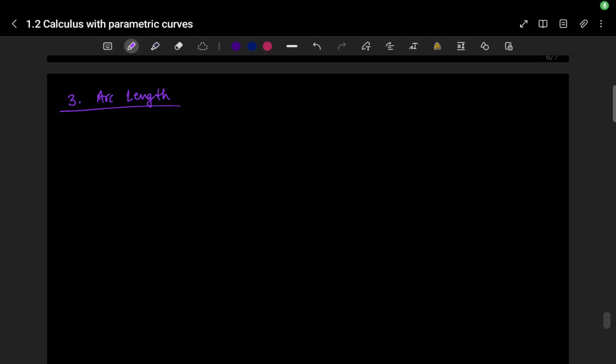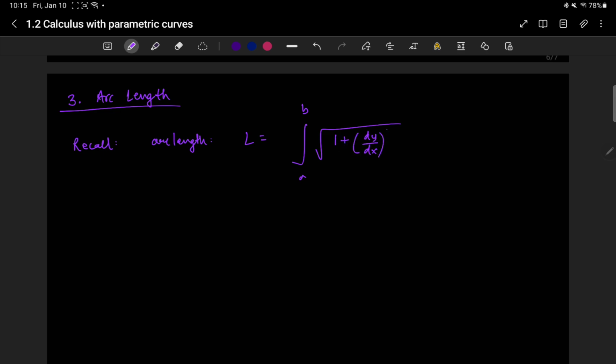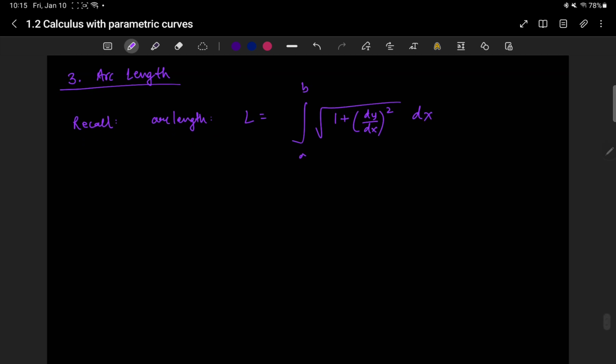Now that we've done tangents and areas under curves, the next thing that we will look at is arc length. So once again, recall that the arc length L between A and B for a curve would be given by the integral of the square root of 1 plus (dy/dx) squared dx. And once again, the question is, what about in parametric form?